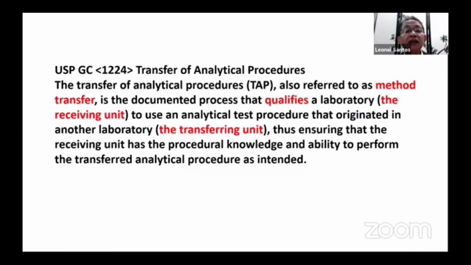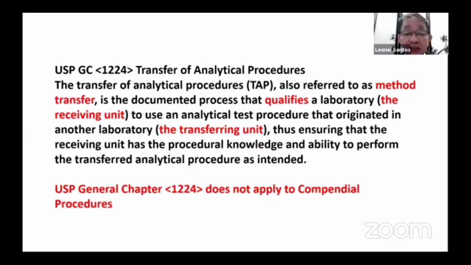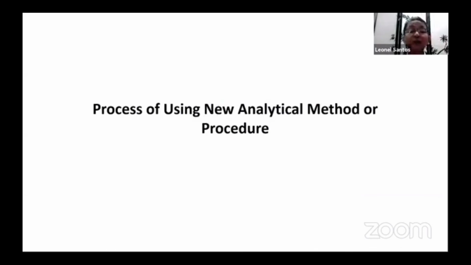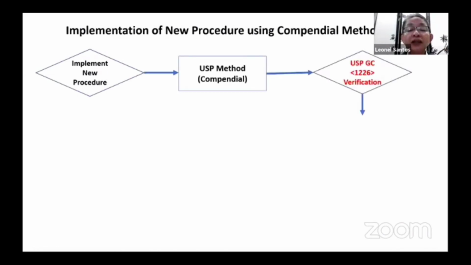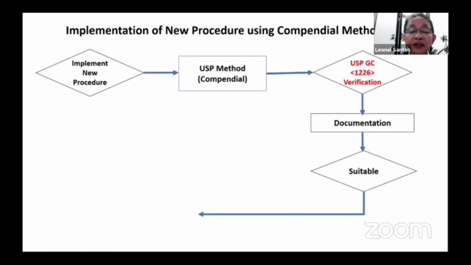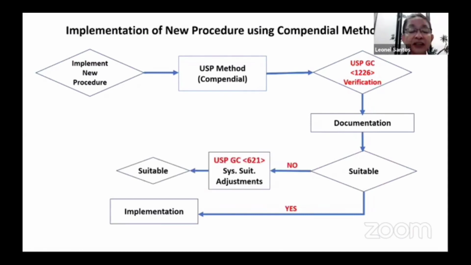The transfer I mentioned to you earlier, I'm not going to repeat the transfer of analytical procedure again, but this is simply from a transferring unit to a receiving unit, transferring an analytical method. It is there to ensure that the receiving unit has the procedural knowledge and the ability to perform the transferred analytical procedure as intended. And it is not applicable to compendial procedures or monographs. So I did describe to you the process of implementing new analytical procedure if it is a compendial. And this is shown by this slide.